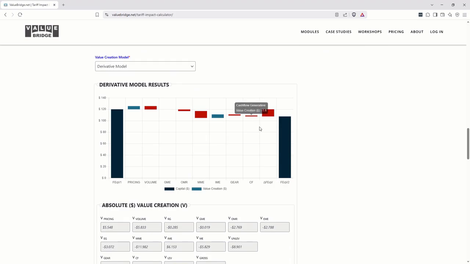So that is a general overview of the Tariff Impact Calculator. I hope that you found this helpful.